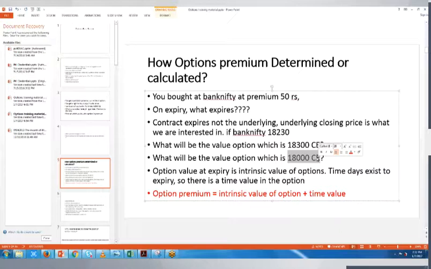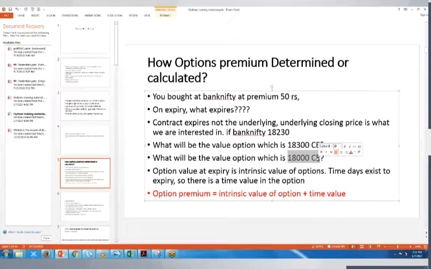So 18,300 is out of the money, and that is the reason it is 0. And 18,000 CE is in the money, so you calculate the spot price minus the strike price for the call, and you get the value. That is the intrinsic value. Any option which is expiring, expires at intrinsic value. Since it is the expiry date, there is no time value in it.